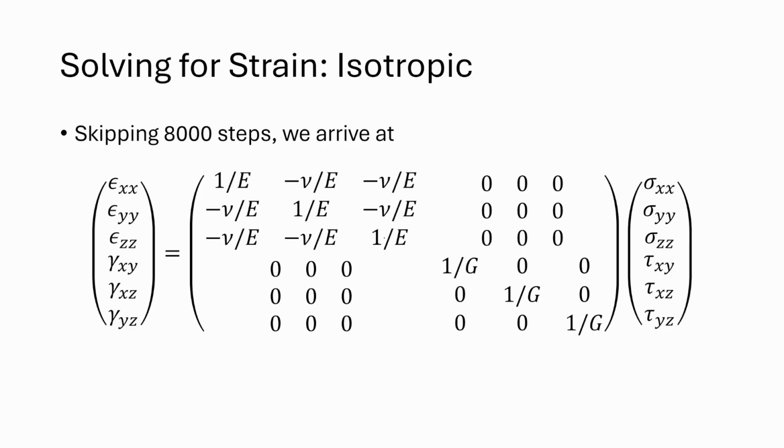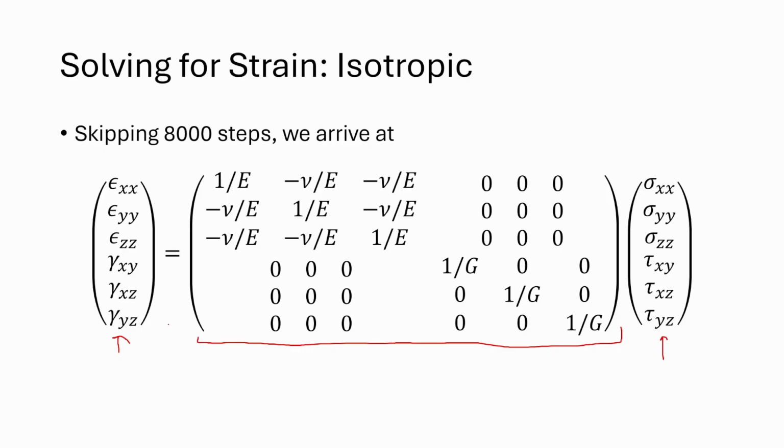This is our relationship between stress and strain. So the modulus matrix, I guess if you want to call it that, this whole beast, this is what relates the stress vector with its 6 independent components here to the strain vector with its 6 independent components.